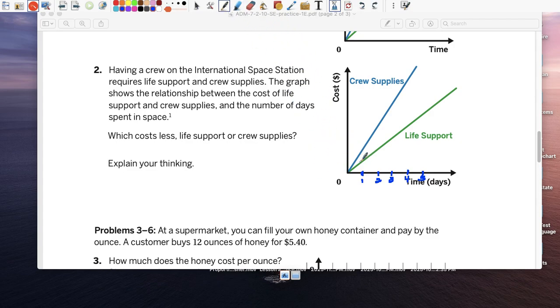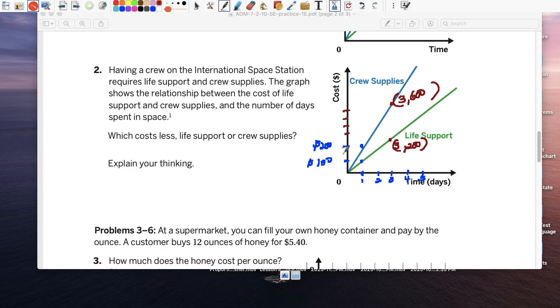After 1 day, it's right here. The life support cost you $100. Meanwhile, the crew supplies cost you $200 after 1 day. That's how much their expenses are. After 3 days, look, life support would be $200. And then the crew supplies, after 3 days, would be, I don't know, 300, 400, 500, 600 bucks.